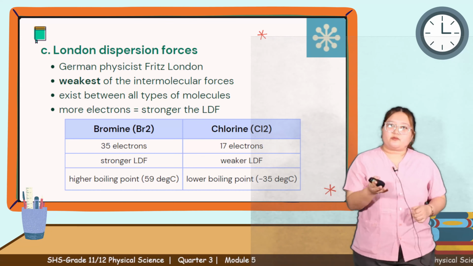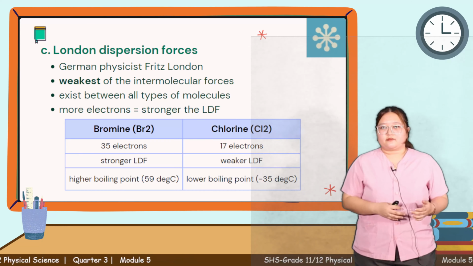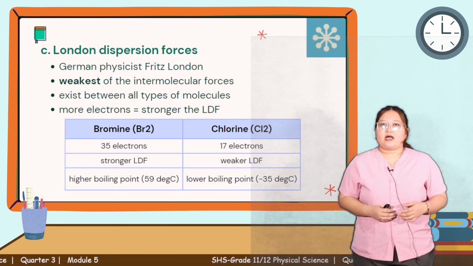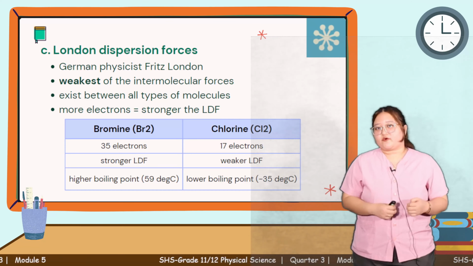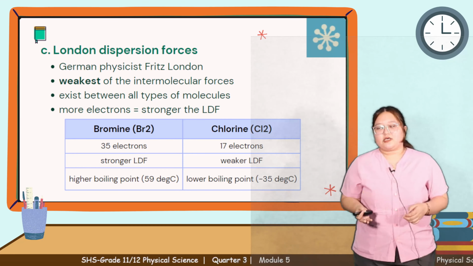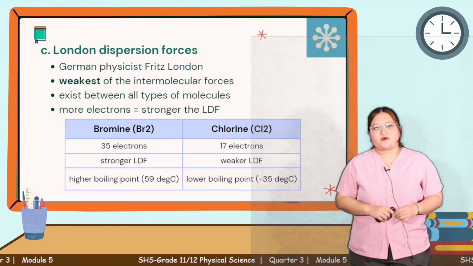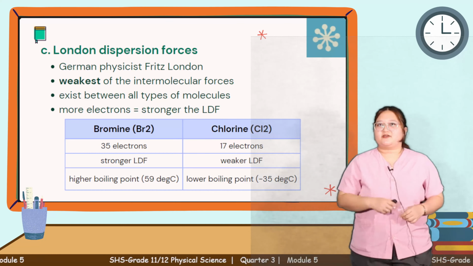For example, bromine here. Bromine has more electrons than chlorine, which means it will have stronger London dispersion forces compared to chlorine. As a result, it will have a higher boiling point than chlorine. Okay. So that is the first general type of intermolecular force. Let's go to the second one.